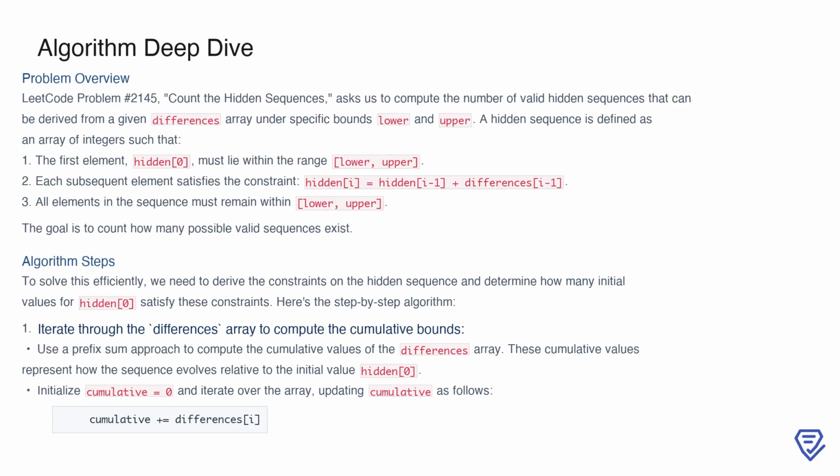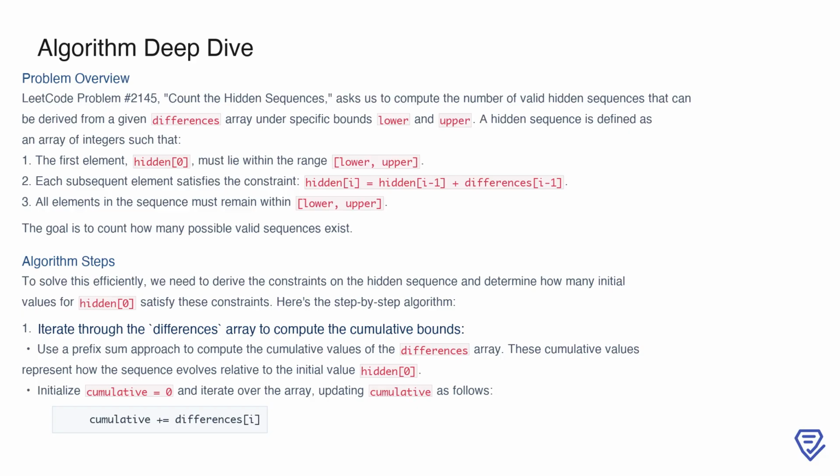2145. In this problem, we are tasked with counting the number of valid hidden sequences that can be derived from a given differences array, while adhering to specific bounds. The sequence begins with an initial value, hidden[0], that must lie within the range of lower and upper. From there, each subsequent element is calculated by adding the corresponding value from the differences array to the previous element. The challenge lies in ensuring that every element in the sequence remains within the bounds of lower and upper. The goal is to determine how many valid sequences can be generated under these constraints.